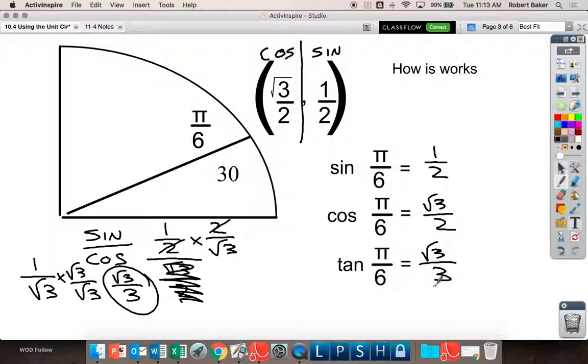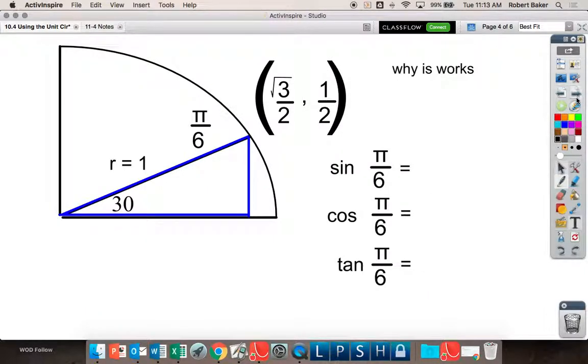That's how it works. The how. I'm going to show you why it works. Sometimes the why it works makes more sense. Are you ready? So I'm going to flip to a different slide. The same thing. This is the why it works. How far over did I get to this point?